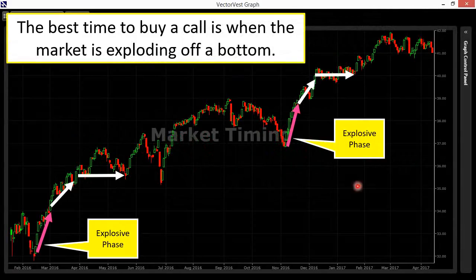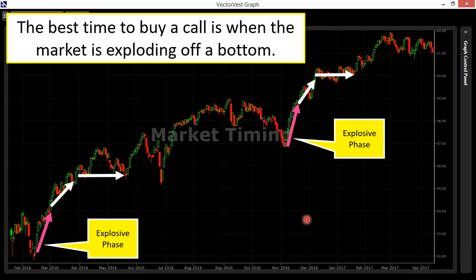During this phase, the markets shoot up quickly off of bottoms. It's like stretching a rubber band down, and they snap up quickly, and then it goes into a trending phase and then a topping phase. You see an explosive phase, trending, topping.